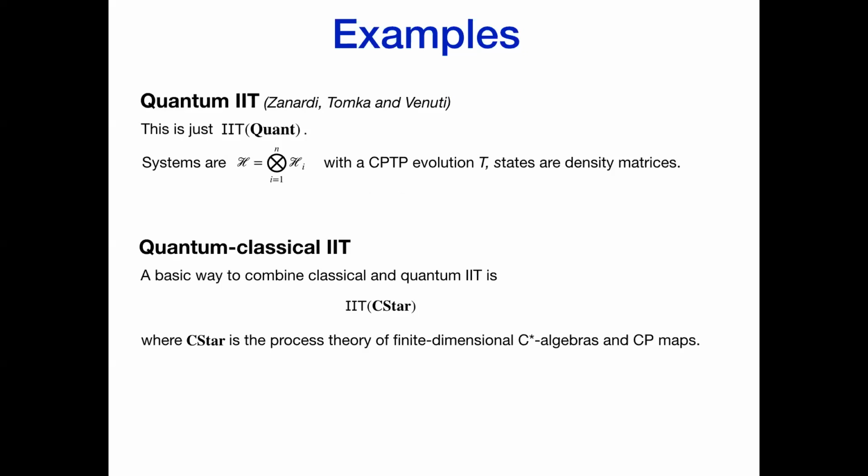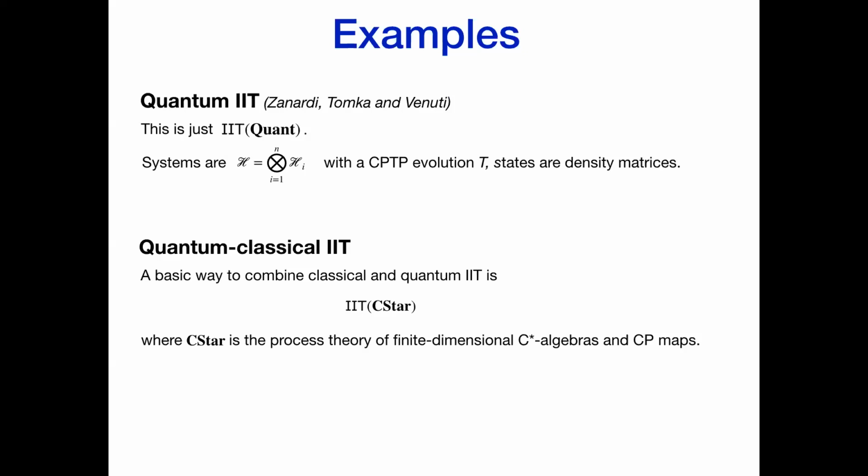What else can we do? Before we even did this project, Zanardi, Tomko, and Venuti defined a quantum version of IIT that they call quantum integrated information theory. That might sound a bit complicated, but from this perspective, it's actually simpler than normal IIT because it is just defined in terms of this process theory quant. You just plug it in with all our default choices. So it's just this theory IIT of quant. In that sense, it's actually simpler. It doesn't use anything unique about quant, really. It just uses what you could do in any process theory other than having a dagger.